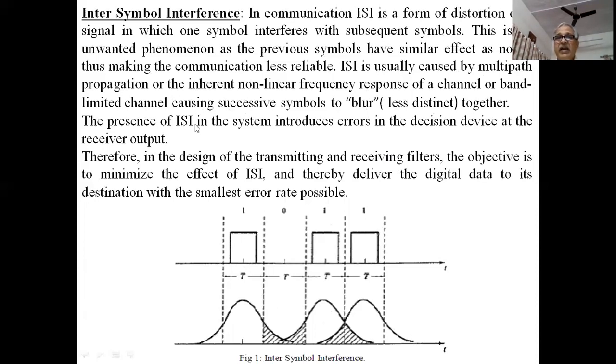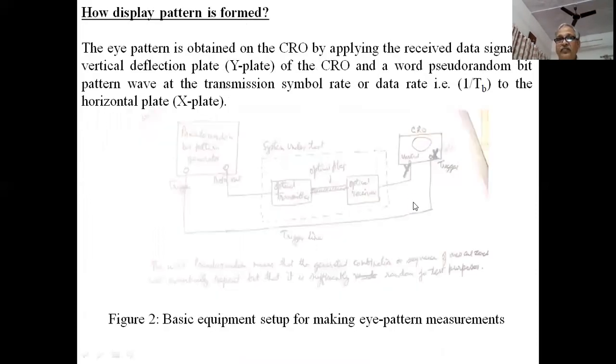The presence of ISI in the system introduces errors in the decision device at the receiver output. Therefore, in the design of transmitting and receiving filters, the objective is to minimize the effect of inter-symbol interference and thereby deliver the digital data to its destination with the smallest error rate possible.